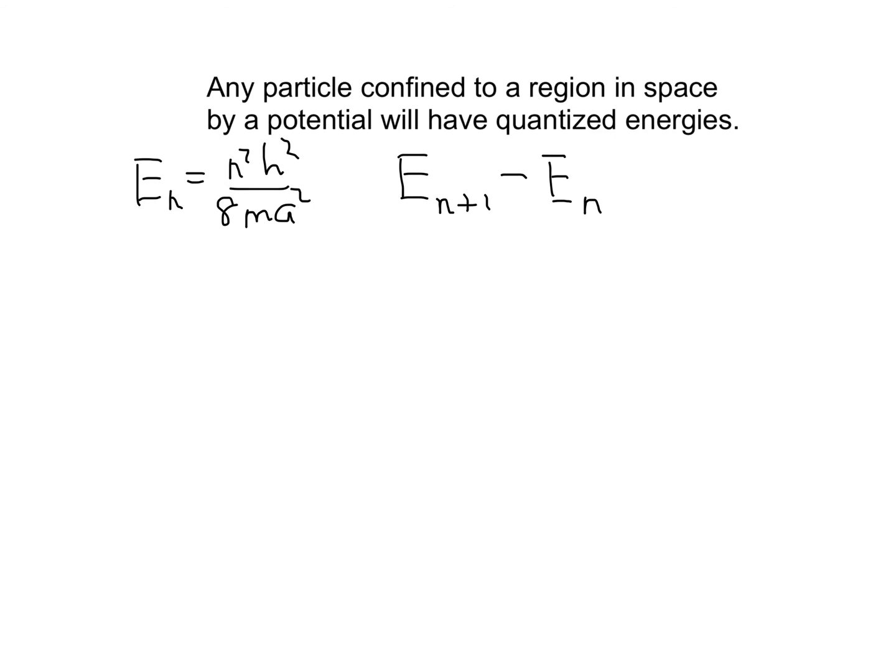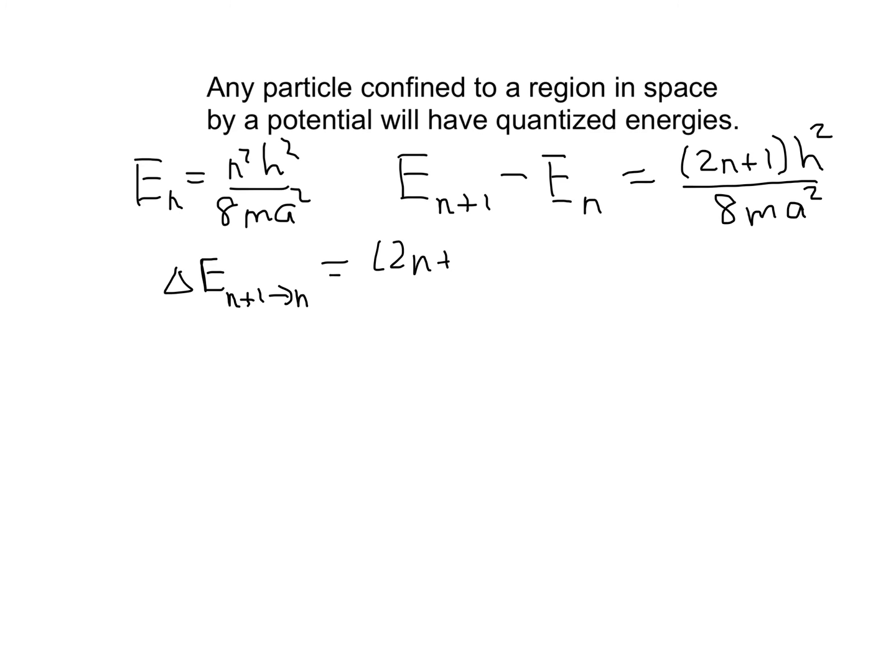So if we put n plus 1 in for n and subtract that from what we get when we put n in for n, we find, doing the algebra, that the difference in energy between any two given levels is 2n plus 1 divided by 8ma squared. So we'll write that as delta E, n plus 1 to n, is equal to 2n plus 1 times h squared over 8ma squared. What's interesting about this is that the energy levels get further apart the higher n is.